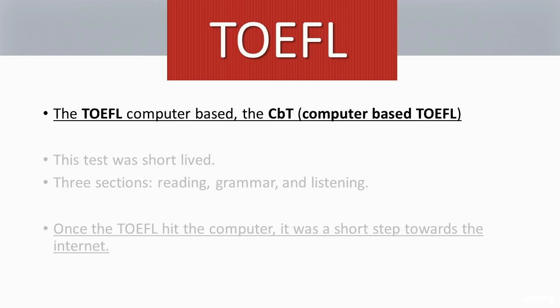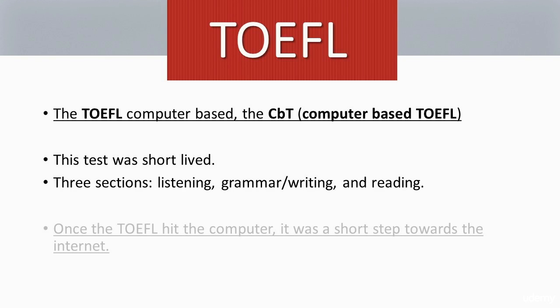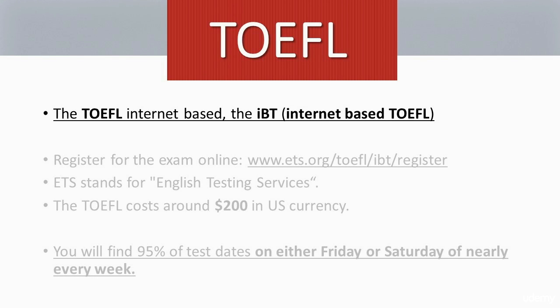The second version of the test was the computer-based TOEFL, or CBT. This test was short-lived and also had 3 sections: listening, grammar or writing, and reading. Once the TOEFL hit the computer, it was a short step towards the internet. The third and current version of the test is the Internet-based TOEFL, or IBT, and this test is a big step away from the previous 2 versions. Nearly every college and university accepts IBT scores.